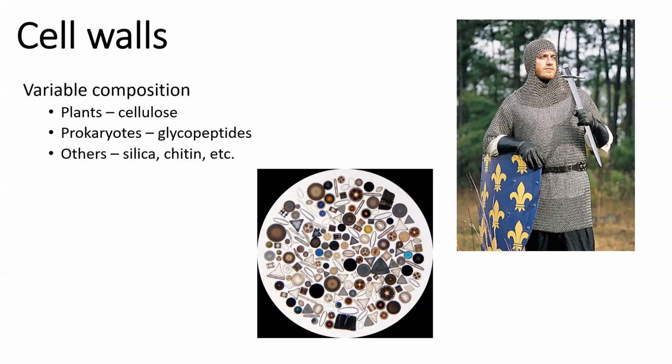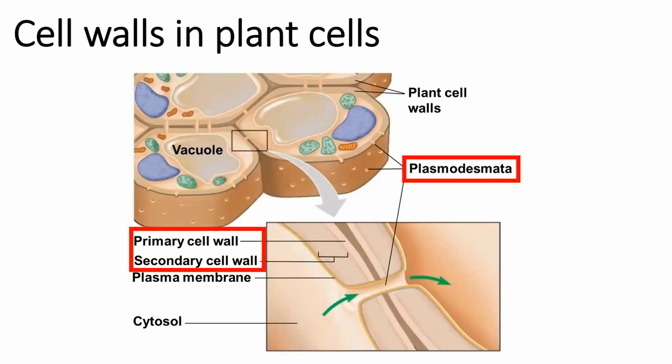Others have silica, chitin, for example. The crustaceans, lobsters, crabs, for example, have other different types of cell walls. So a lot of variety. That's the beauty of biology. Variability, variety, right? So the cell wall in plants, again, you can see it has a primary and a secondary.